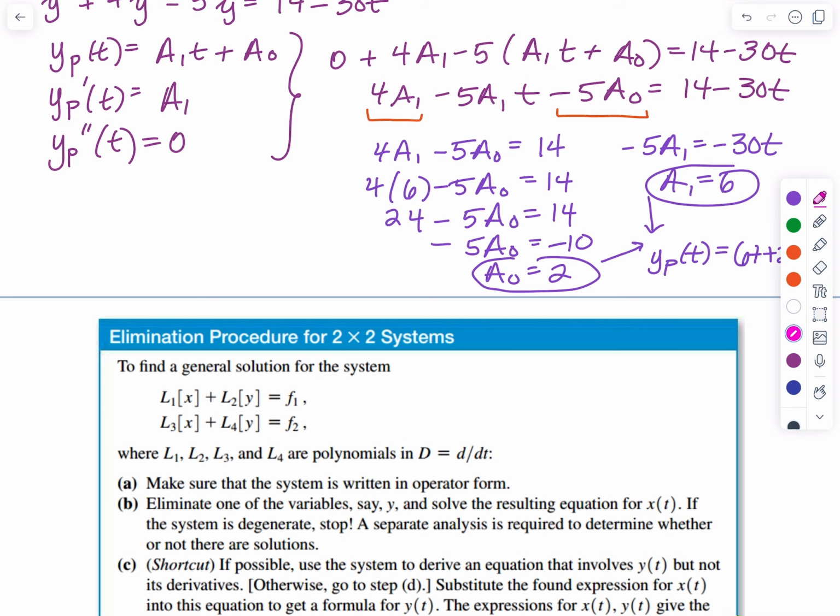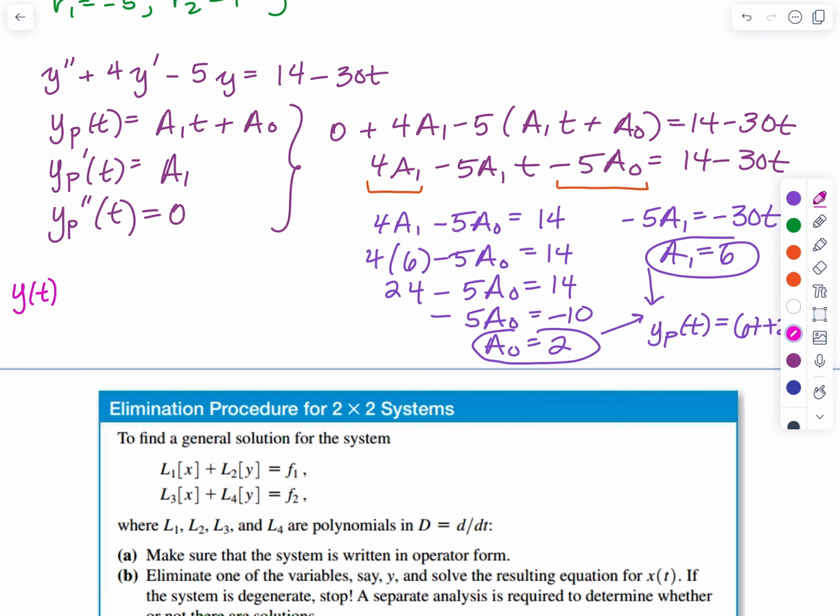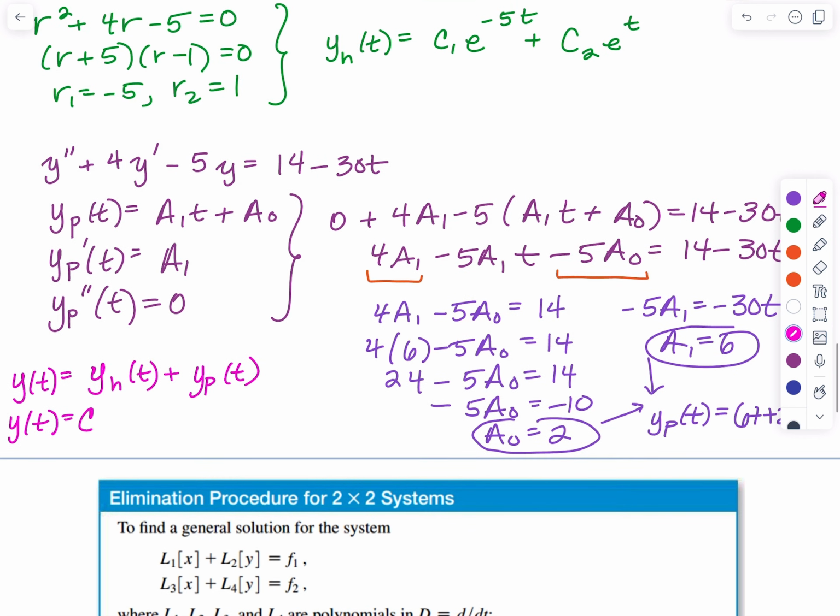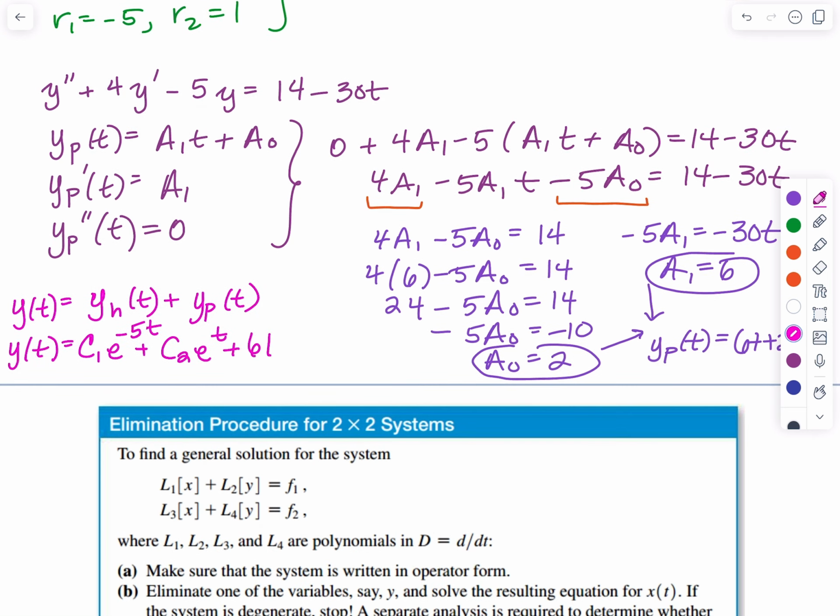And that leads us to our y of t. Our general solution is that homogeneous solution plus our particular solution that we found from our undetermined coefficients method. So we have y of t is equal to c1 e to the negative 5t plus c2 e to the t plus 6t plus 2.